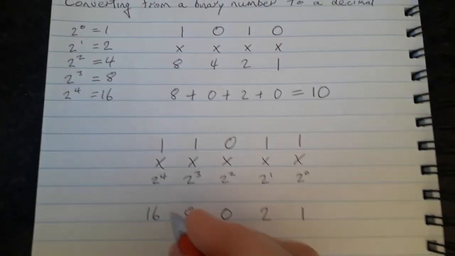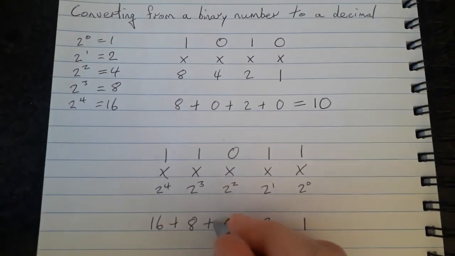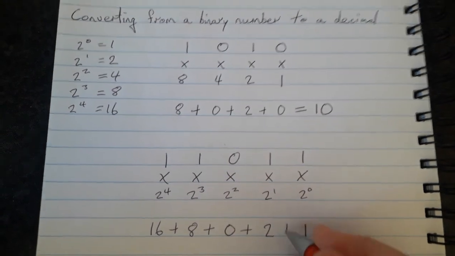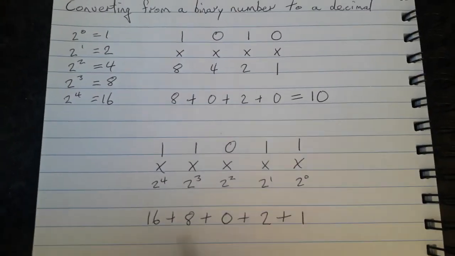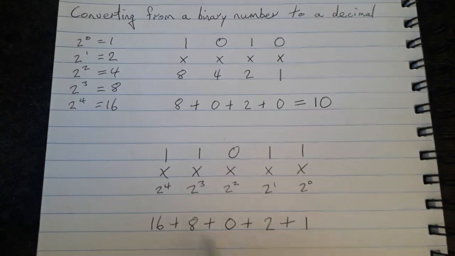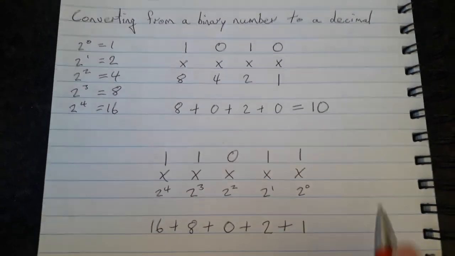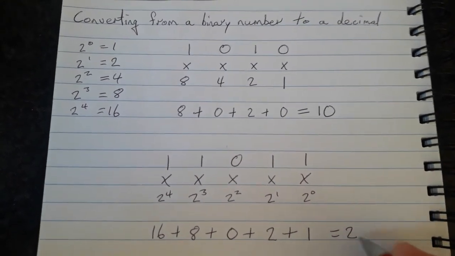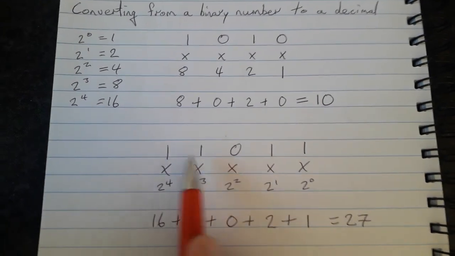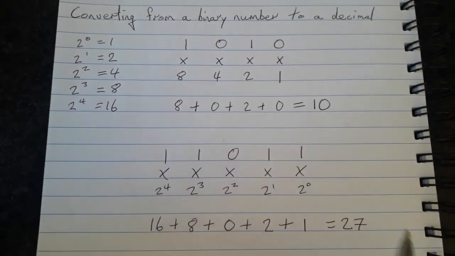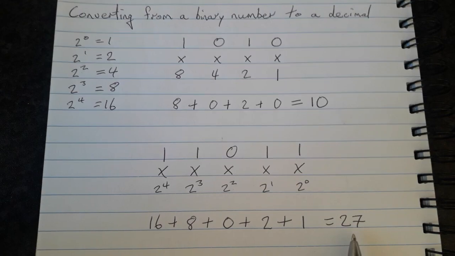When we've got all our multiplication done, we're just adding all our answers together. And of course, we can just leave out zeros for the sake of adding, so it's just going to be 16 and 8 is 24, and 2 is 26, and 1 is 27. So the binary number 11011 is equal to the decimal number 27.